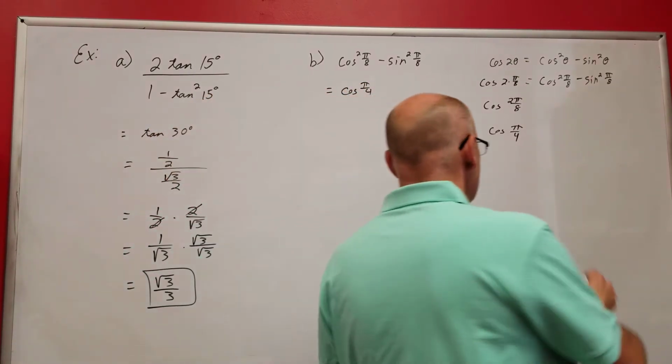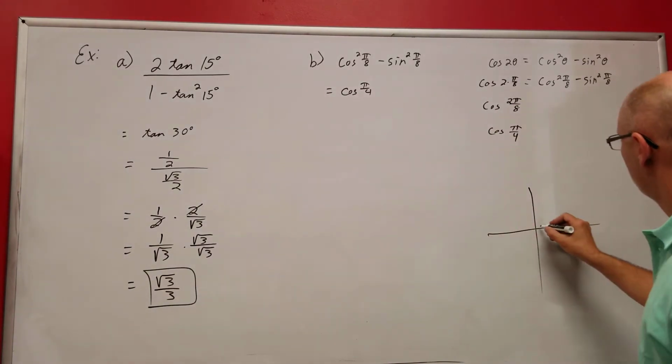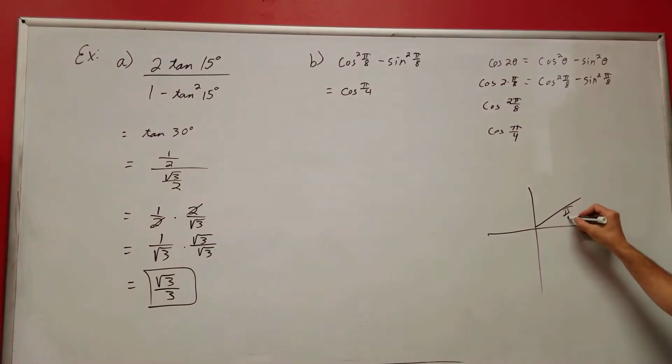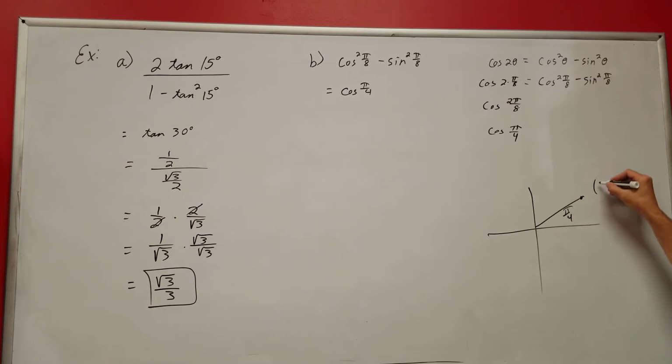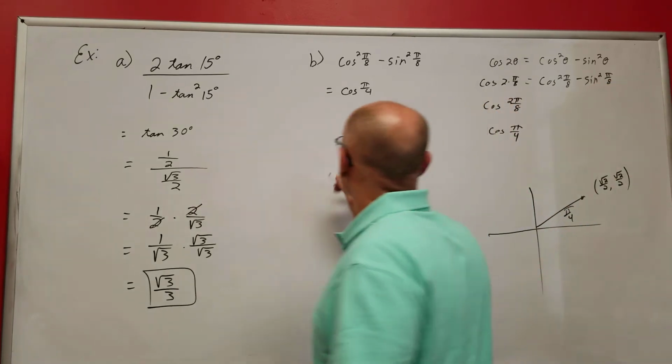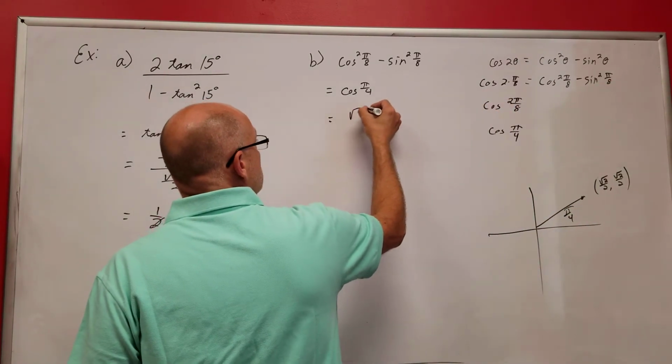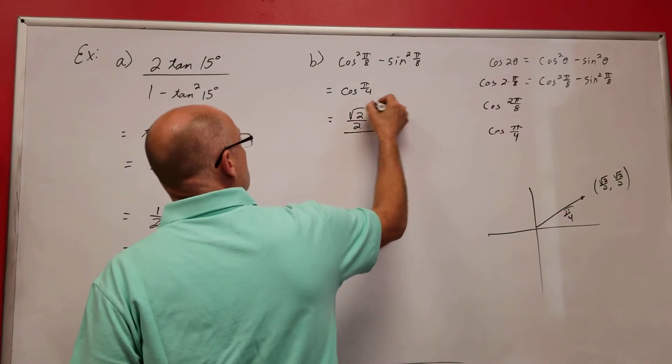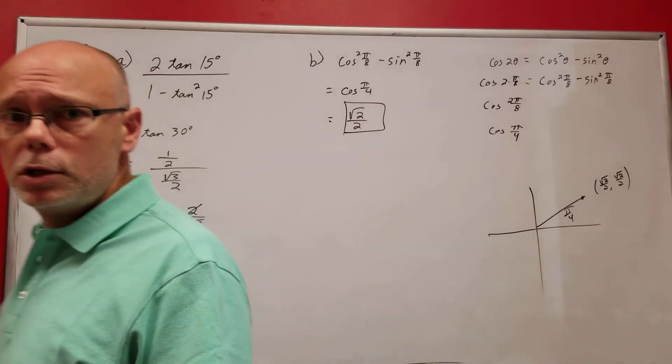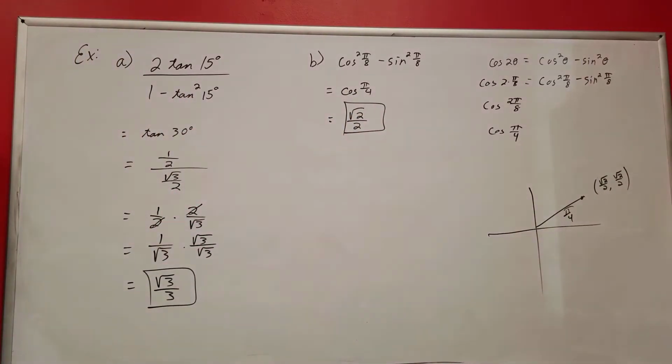Think about your unit circle. Pi over 4 radians. Which point are you at? You're at the point square root of 2 over 2, square root of 2 over 2, right? So what's my cosine of pi over 4? Square root of 2 over 2. It's just knowing those formulas, those double angle formulas.